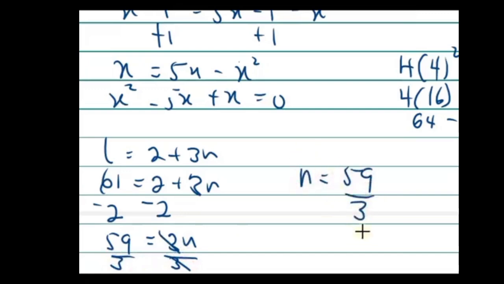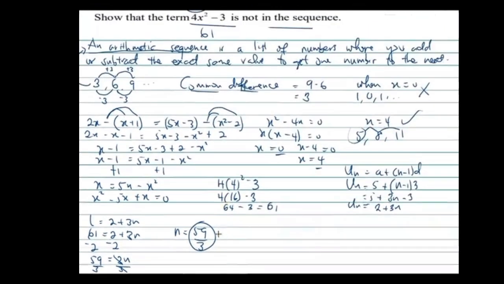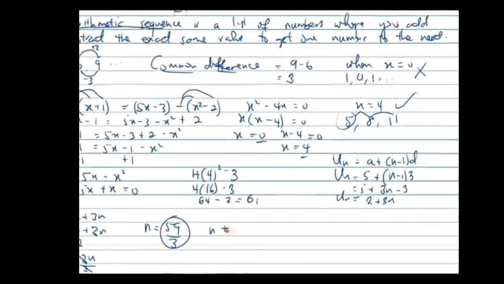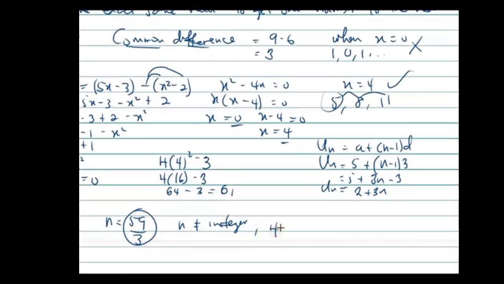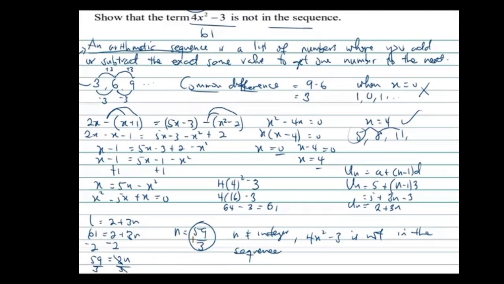Now n represents the number of terms. Do we have a certain term which is a fraction? No. So we expected n to be an integer. Since n is not equal to an integer, it means that 4x squared minus 3 is not in the sequence. So if we continue on this sequence, there's no way we'll get 61 in the sequence. We have shown that when we equate the general form to the given number, it is not giving us an integer solution. Therefore, it is not in the sequence.